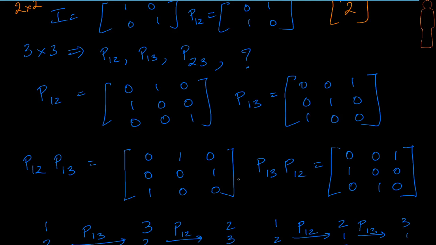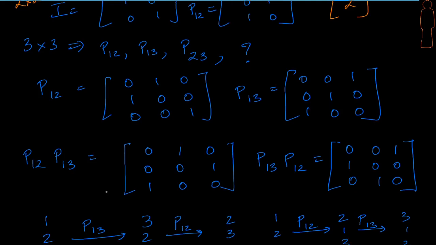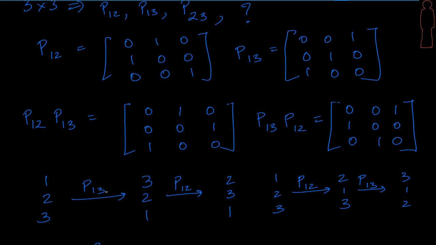Now, is this the same as P13 P12? Let's check. Try multiplying, saying P13 P12, and see what happens. So this is going to be 0 0 1, 1 0 0, 0 1 0, not the same as this matrix that we got here, right? So let me take you through an example of these two products and see what happens. If in the original matrix I have 1 2 3, if I first apply 1 3, what would happen?